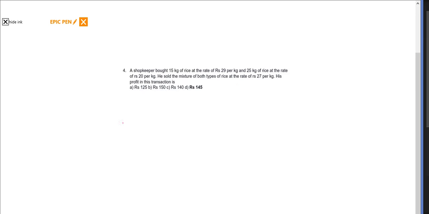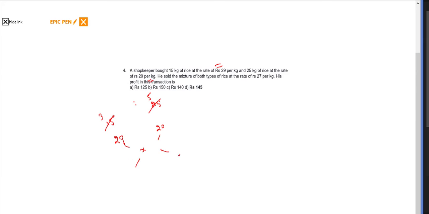So let's do our alligation table. Where is the price? 29 per kg and 20 per kg. He mixes 29 per kg rice with 20 rupees per kg rice. In what ratio does he mix? The first rice is 15 kg, the second rice is 25 kg, so he mixes them in the ratio 3:5. And he gets a resultant mixture which costs x rupees.